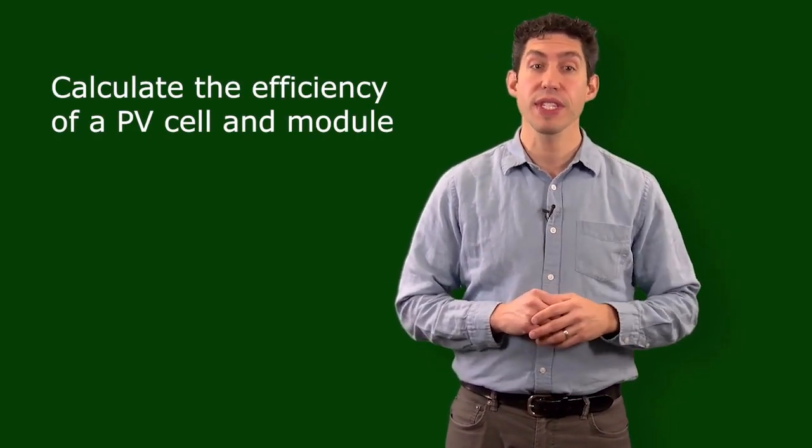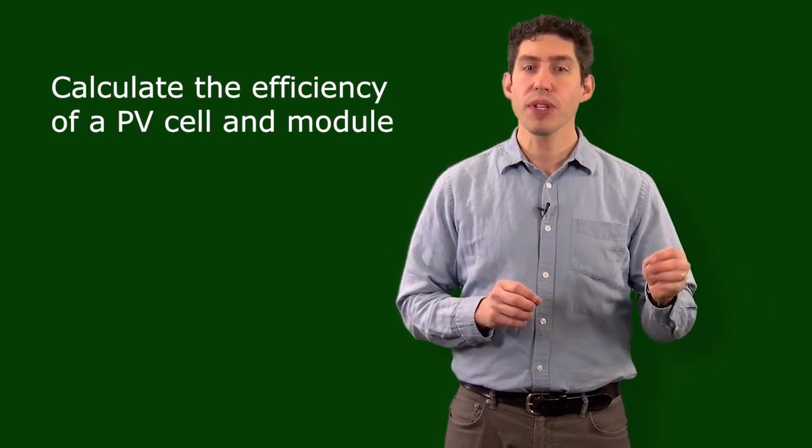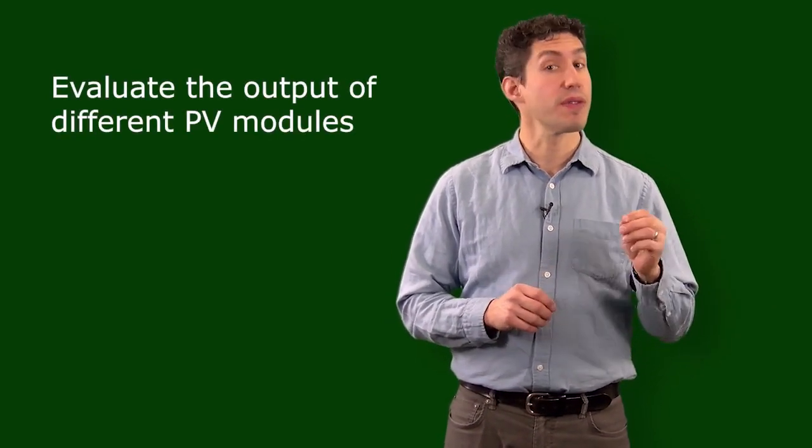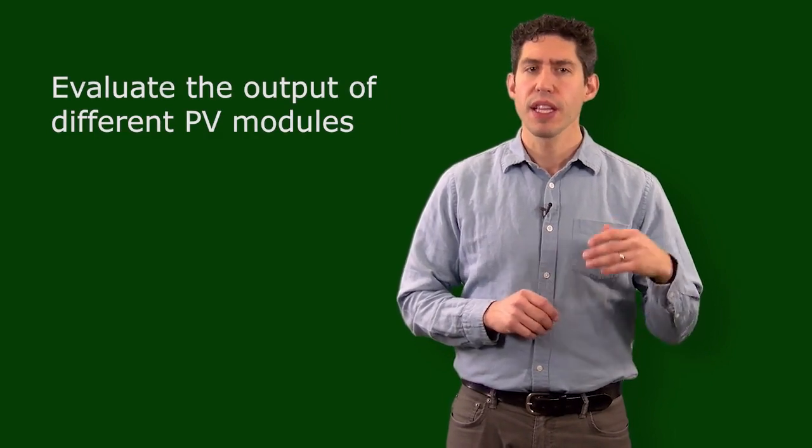In this segment, we're going to look at electrical output for different types of solar photovoltaic modules and arrays. By the end of the segment, you should be able to calculate the efficiency of a photovoltaic cell, as well as a module, and evaluate the output of different photovoltaic modules. Let's begin by re-examining the definition of efficiency in a photovoltaic cell.